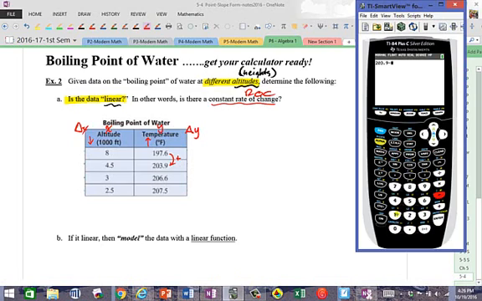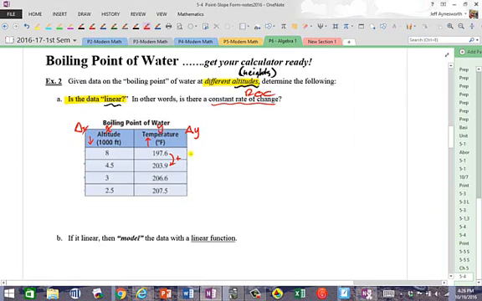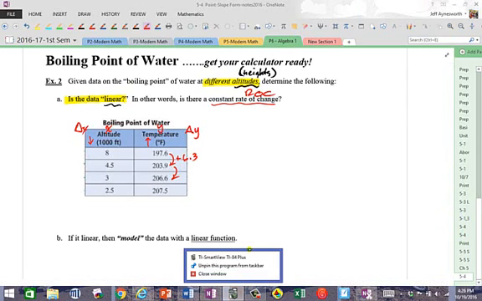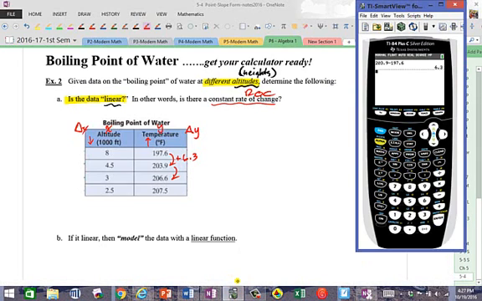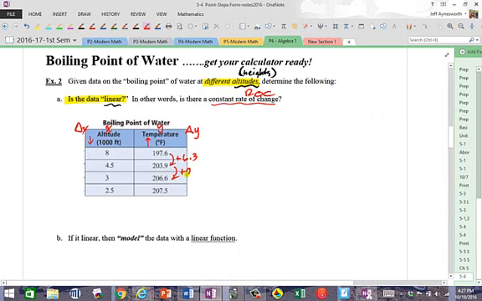minus 197.6. All right, you get 6.3. So plus 6.3. What do we add in here? Well, you always take the second y value and subtract the first. So 206.6 minus 203.9, and you subtract, and you get 2.7. So this is an increase of 2.7.